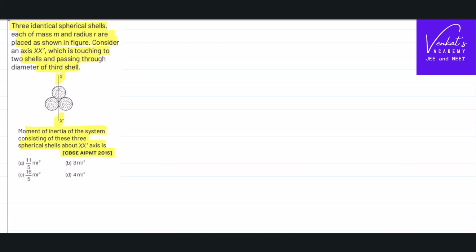So first of all, I should know the formula for the moment of inertia of a spherical shell about an axis passing through the center and perpendicular to the plane. This formula is 2 by 3 mr square, where m is the mass of the spherical shell and r is the radius of the spherical shell. This formula can be derived by integration, or you can remember the basic formula. If you notice, for this spherical shell, that axis is there.